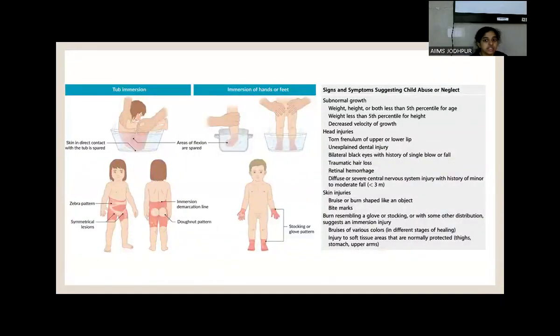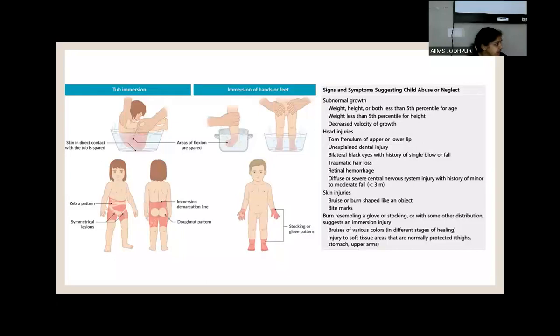Yeah, there are some signs and symptoms which have to be considered when a child is presenting with suspected child abuse or neglect. The child may present with subnormal growth, that is, the weight, the height, or both will be less than the 5th percentile. The velocity of growth will be slower. There may be head injuries. The frenulum of the lip may be torn. There may be unexplained dental injuries.